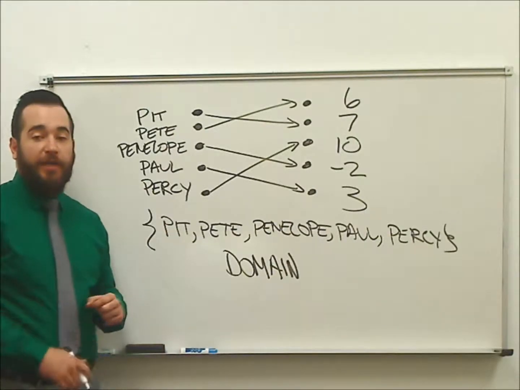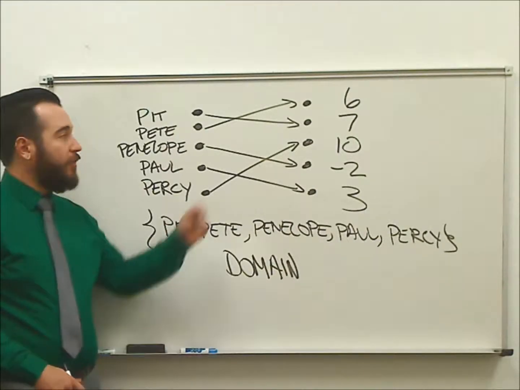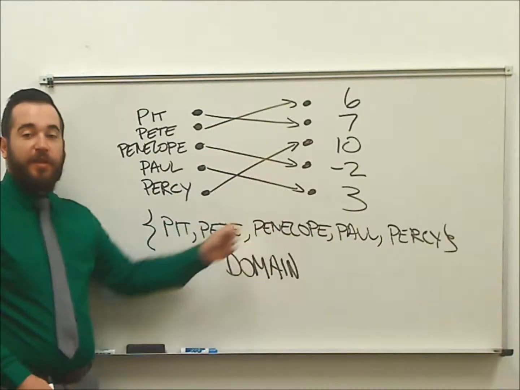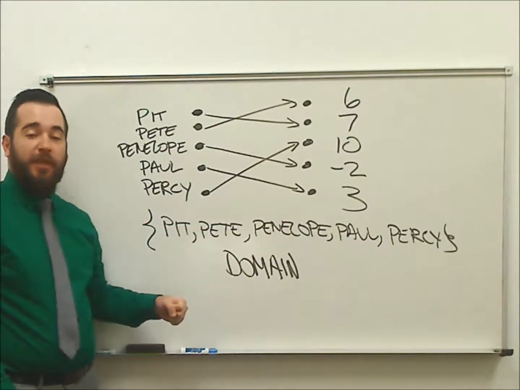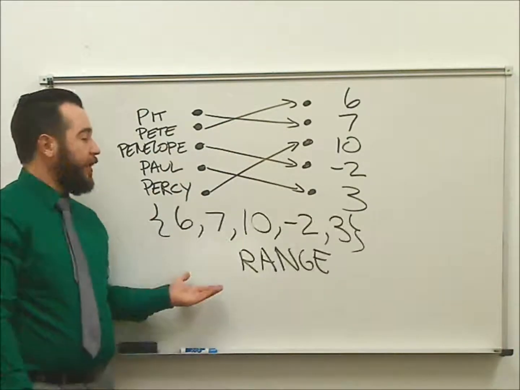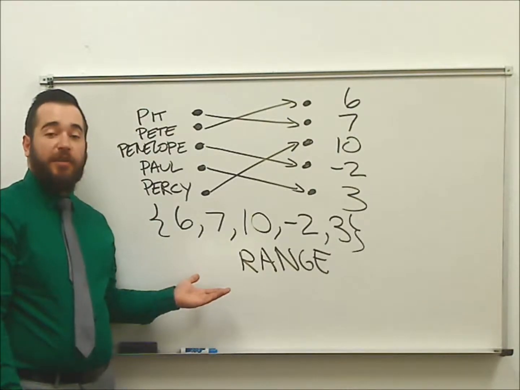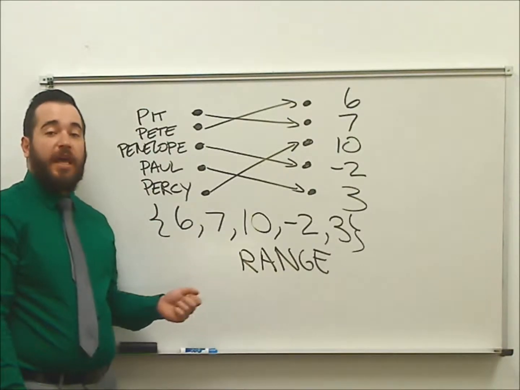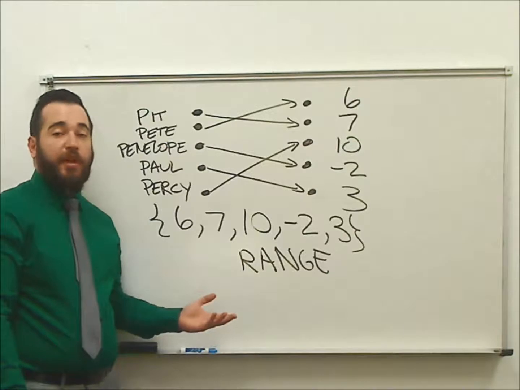Now likewise, the set that contains all of our outputs is called the range. In this case, the range would be 6, 7, 10, -2, and 3. That would be the set of all outputs of a given function.